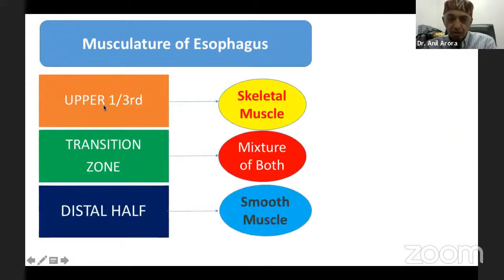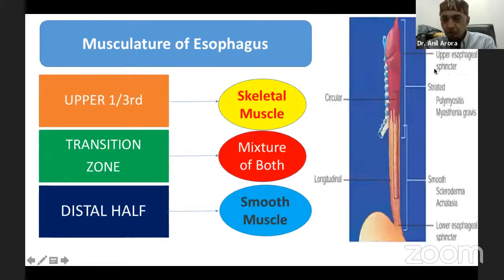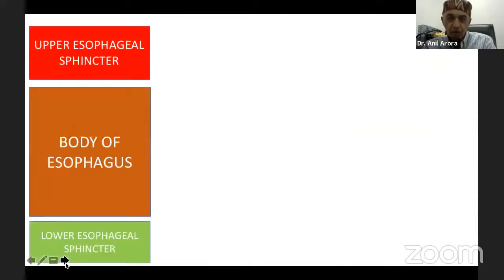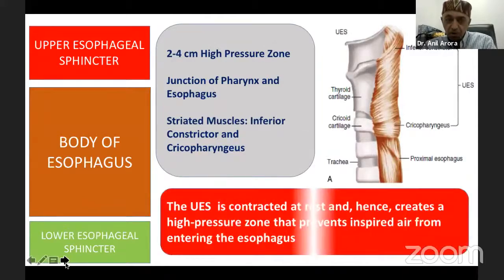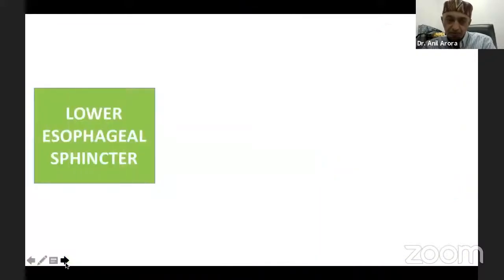The upper 1/3 is made up of skeletal muscle, the distal half is made up of smooth muscle, and then you have a transition zone in which you have a combination of the two. So the upper esophagus is lined by striated muscle, the lower esophagus is lined by smooth muscle, and in between you have a combination of the two. This is important because you have 3 different components of the esophagus: the upper esophageal sphincter, which he has already talked about, then the body of the esophagus, and then the lower esophageal sphincter.